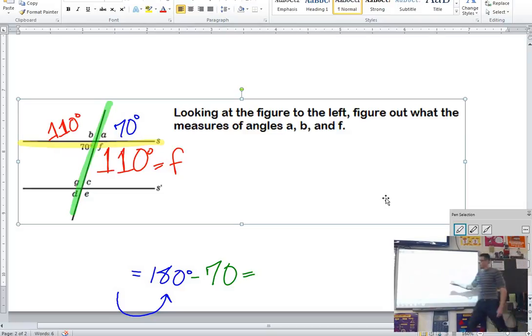If S and S prime are parallel, so we would actually add in a little symbol that would say this is parallel to that, then the relationship we can make, and I would ask that you write these down so you can reference this.